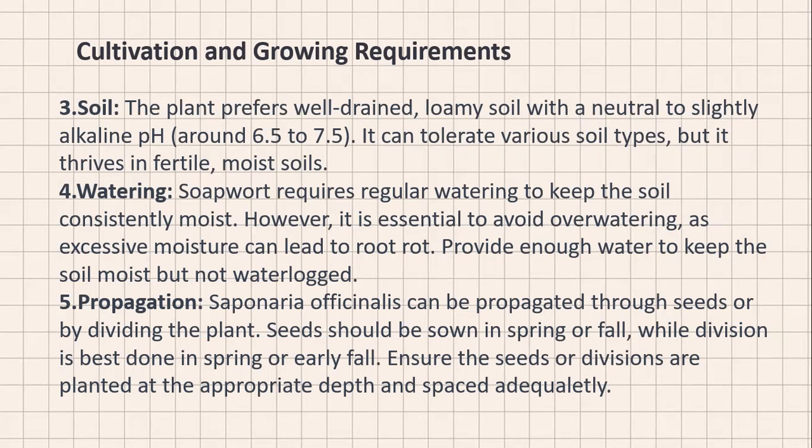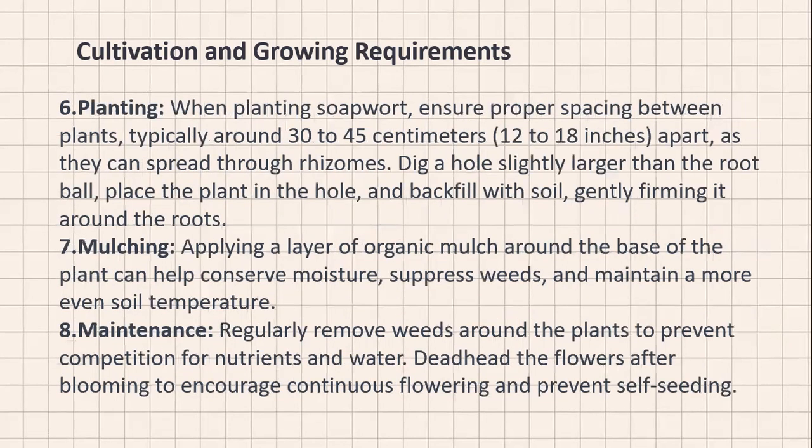Fifth one is propagation. Saponaria officinalis can be propagated through seeds or by dividing the plant. Seeds should be sown in the spring or fall, while division is best done in spring or early fall. Ensure the seeds or divisions are planted at appropriate depth and spaced adequately.